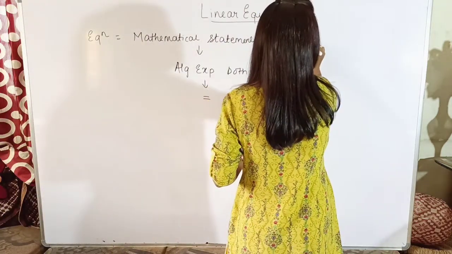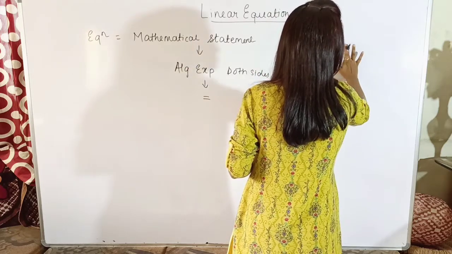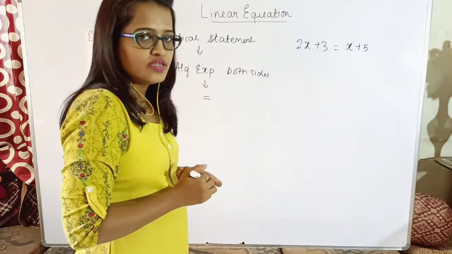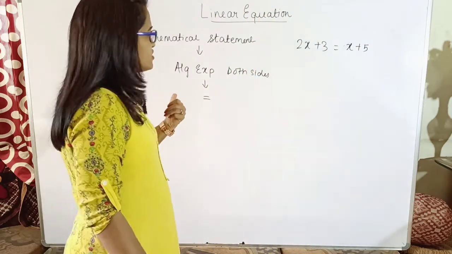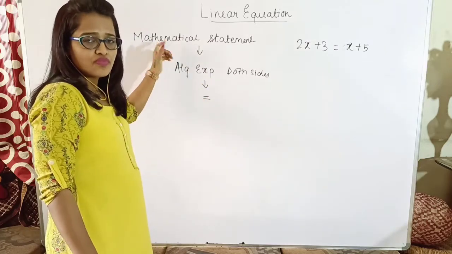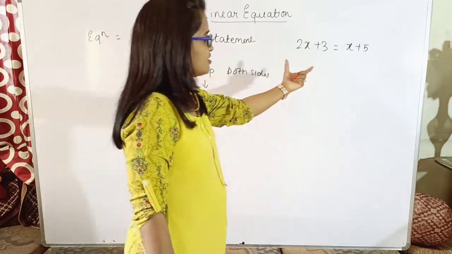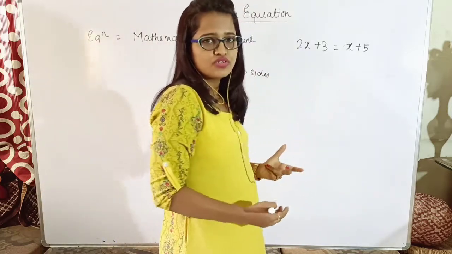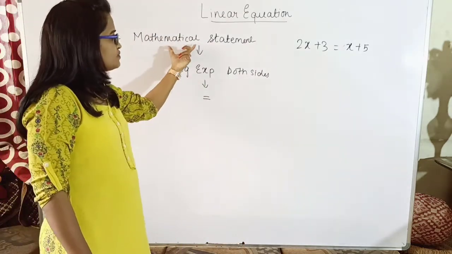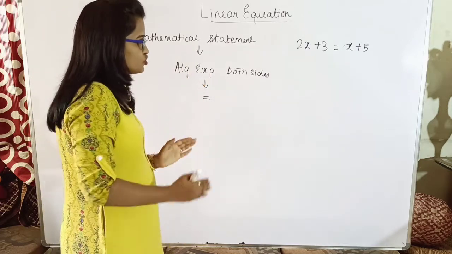Suppose I write 2x plus 3 equal to x plus 5, right? So what is a linear equation? Let us define it with the help of the statement and the example. It is a mathematical statement. Now this is a mathematical statement, isn't it? Are there words? No, there are numbers and variables. Okay, and these mathematical statements consist of algebraic expressions which are present on both sides.